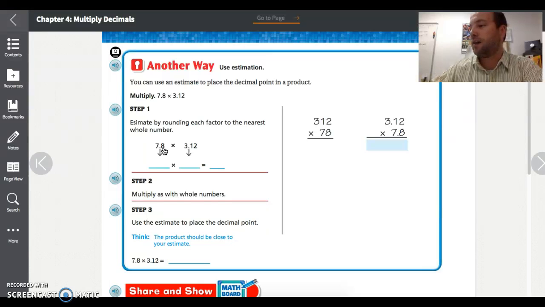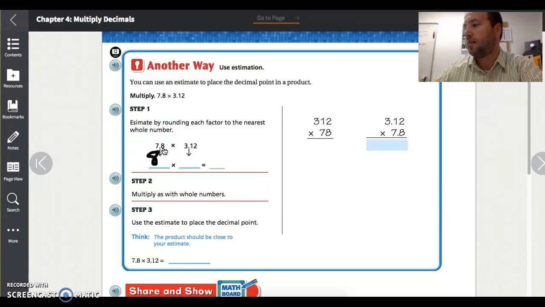We know 8 is a high number, so we're going to round it up. Hold on, let me get this going. So that is 8. We look at 3 and 1. So we look at the 1. The 1 tells us to round it down. So we go 3 times. Okay, so 8 times 3: 8, 16, 24. Okay, so our answer needs to be pretty close to 24.